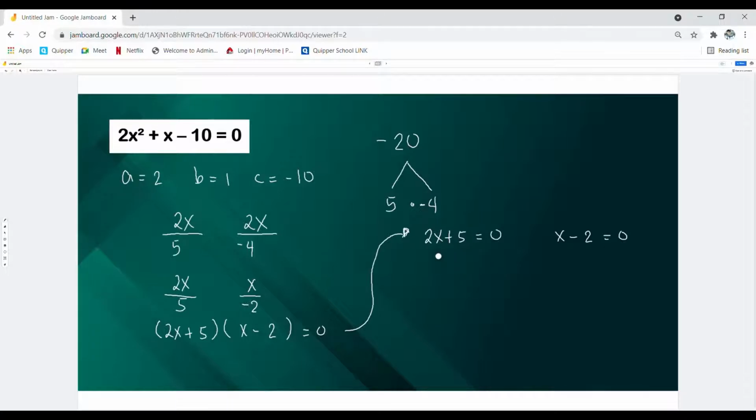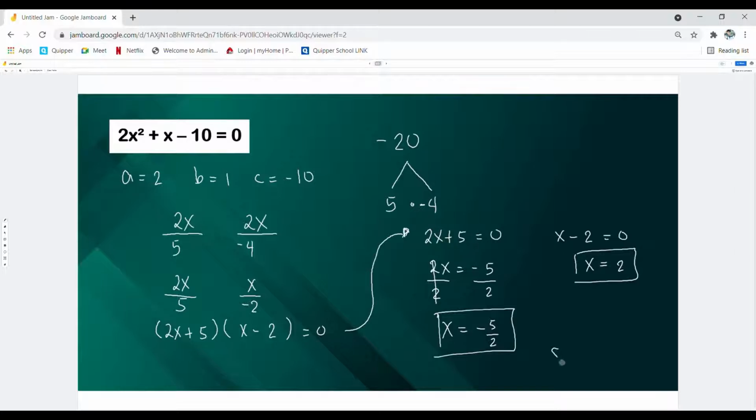If you are going to solve for x, of course you transpose to the other side, that becomes negative 5. And you have to divide by 2, since there's still 2, so divide also the other side by 2. So your first solution is negative 5 over 2. And then here, you just transpose right away negative 2, that is positive 2 on the other side. Therefore, your roots are negative 5 over 2 and 2.